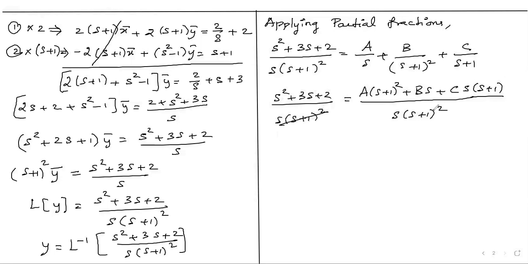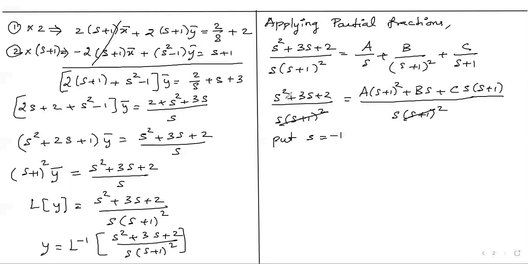See, if these are same, we can cancel on both sides. Now, what should be the value of s to have the value of a, b, c? Just imagine, if you apply s as negative 1, what happens? A of negative 1, positive 1, it becomes 0. So a becomes 0 and c also becomes 0.